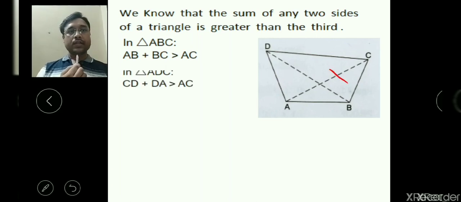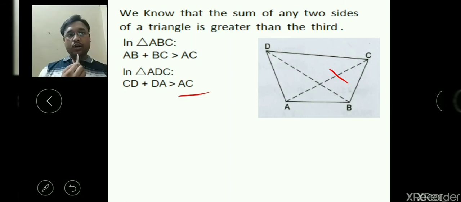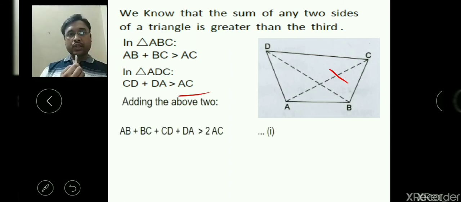Then in triangle ADC, this time also we are taking the third side as AC. In triangle ADC, CD plus DA is greater than AC. Now we will add both the results as an equation only. So adding the above two, what will you get?